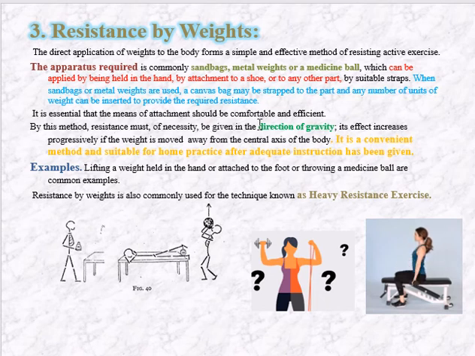It is essential that the means of attachment should be comfortable and efficient. By this method, resistance must of necessity be given in the direction of gravity. Its effect increases progressively if the weight is moved away from the central axis of the body. It is a convenient method and suitable for home practice after adequate instruction has been given. For example, lifting a weight held in the hand or attached to the foot, or throwing a medicine ball, are common examples. Resistance by weight is also commonly used for the technique known as heavy resistance exercise.